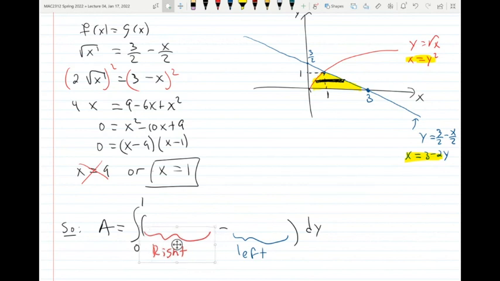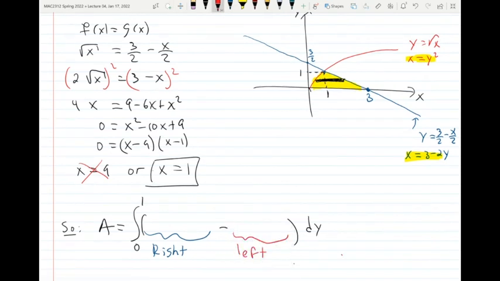So I should change my colors. Right, so it would be the line, 3 minus 2y. And then the left curve is, what's the left curve? y squared. Remember, now you have to write everything in terms of y. Okay. Do you understand this?